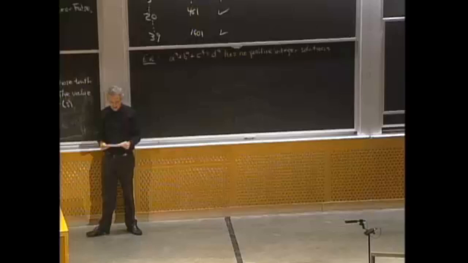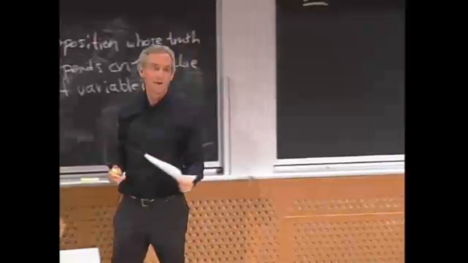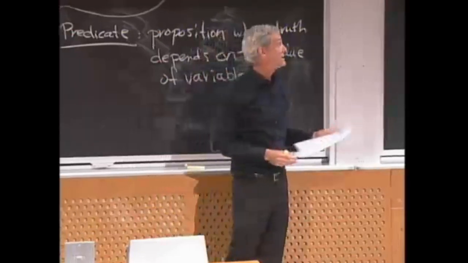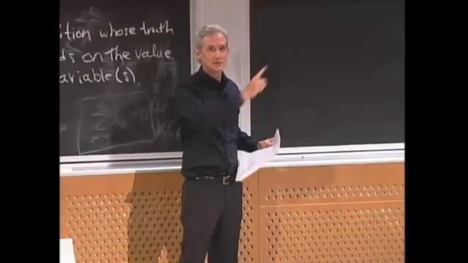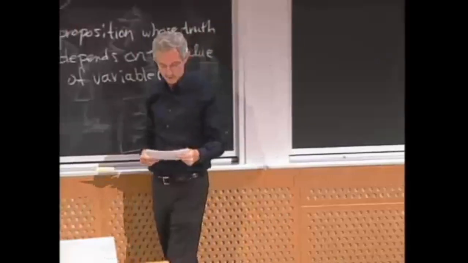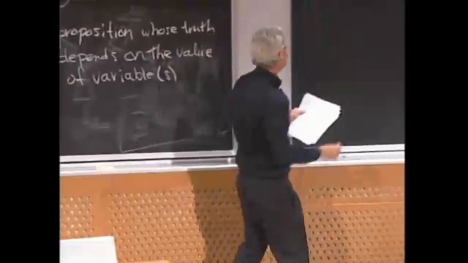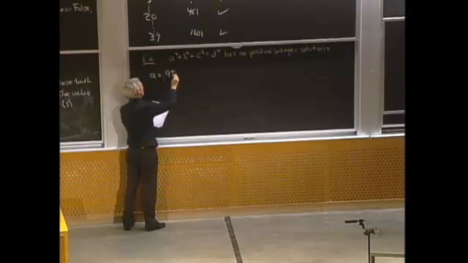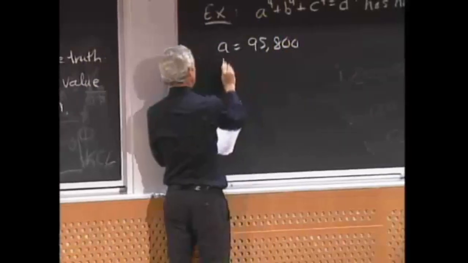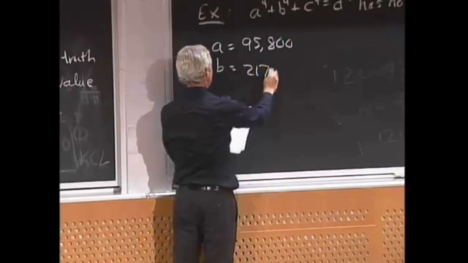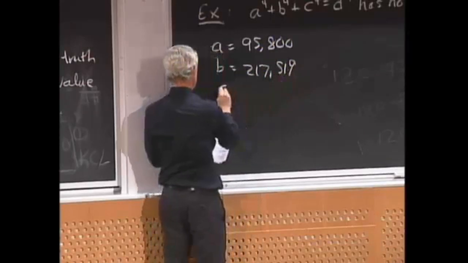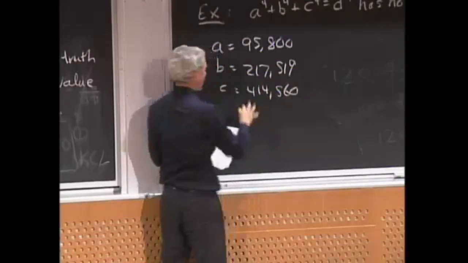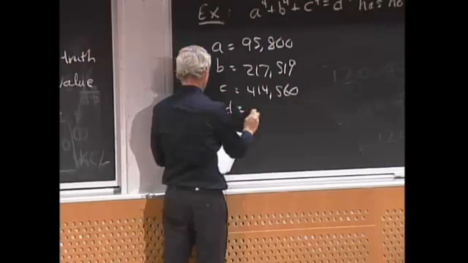Mathematicians worked on it. It was finally disproved by a very clever fellow named Noam Elkies, 218 years later, after it was conjectured. He works at that other school down the street. And he came up with this. A equals 95,800. B equals 217,519. C equals 414,560. You don't have to remember these numbers. We're not going to quiz you on that.